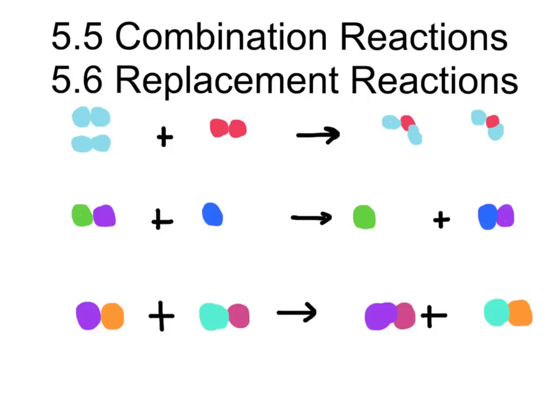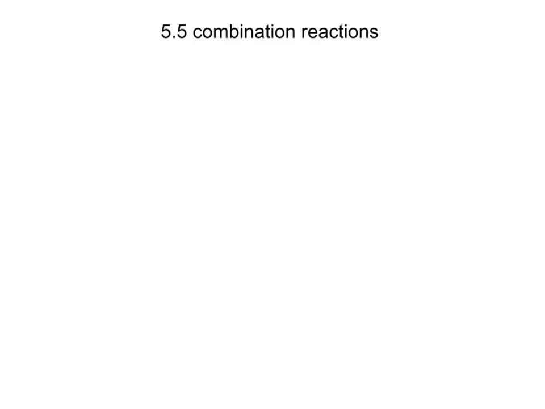Starting 5.5 combination reactions and 5.6 replacement reactions. Okay, remember combination reactions we had as A plus B goes to AB. Now this can be elements or this can be compounds that go from one thing to another. So let's break it down a little bit and take some examples.